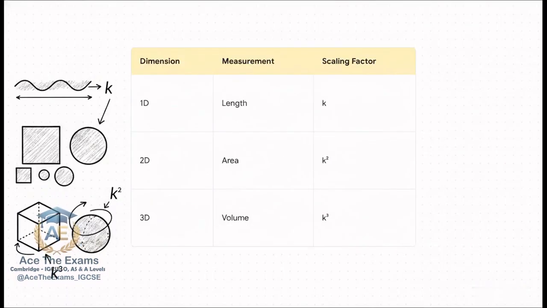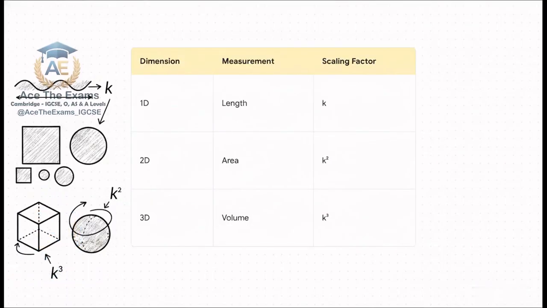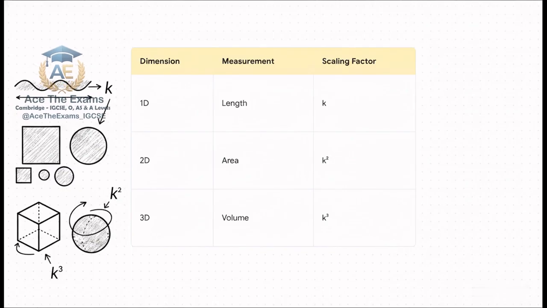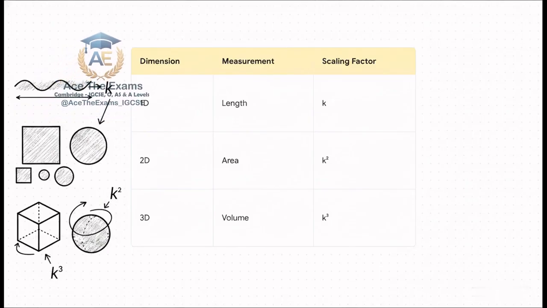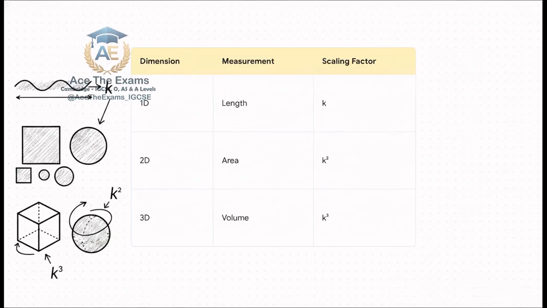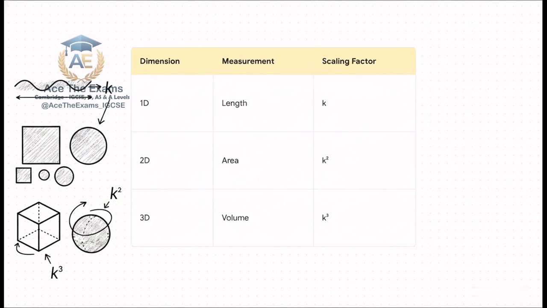Okay, I absolutely love this table because it is quite literally the ultimate cheat code for scaling questions. This is exactly where examiners love to set traps, and it's where most students drop crucial marks. But look closely. Notice how the exponent perfectly matches the dimension. If you're dealing with 1D lengths like a perimeter or a side, your multiplier is just K. But the second you move to a flat, 2D area, your multiplier becomes K squared. And for a 3D volume, you guessed it, K cubed.